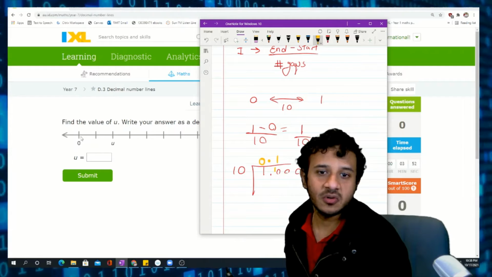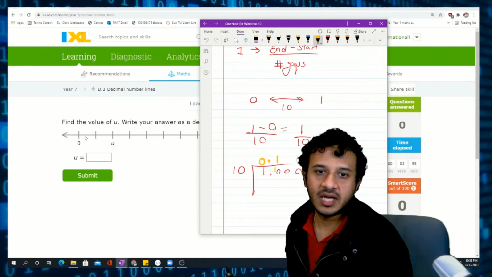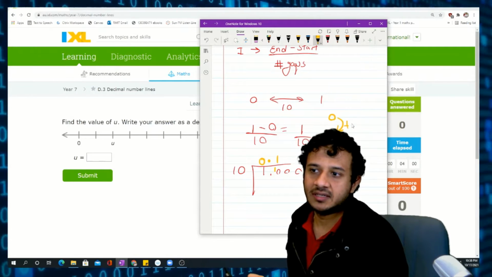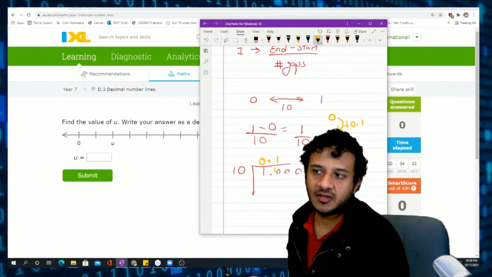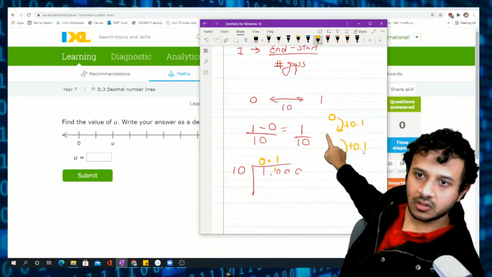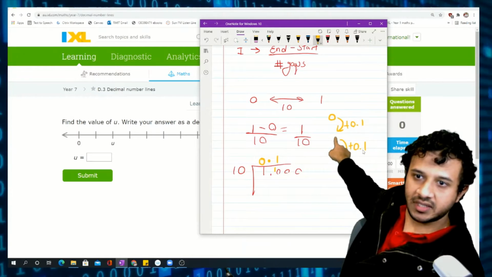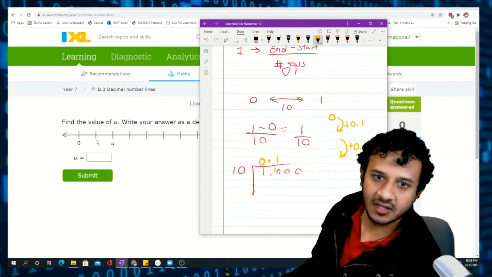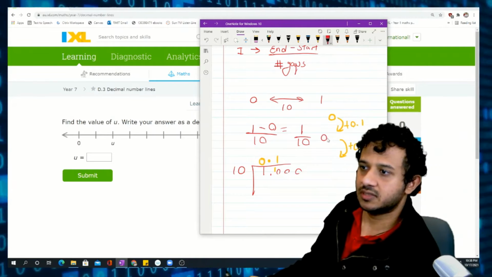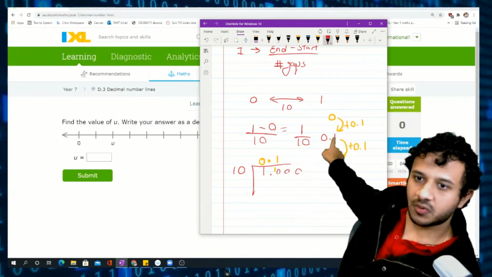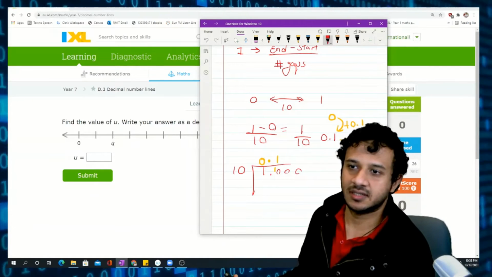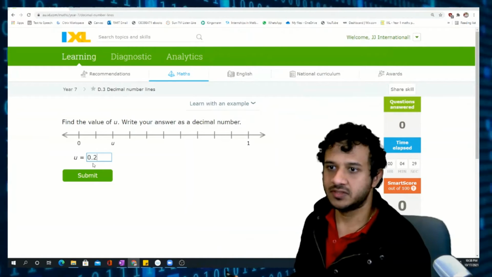So from this 0 till U, how many gaps are there? 1 gap, 2 gap. So what should I do? To 0, I have to add an increment of 0.1. Whatever that value is, add another 0.1. So 0 plus 0.1 will be 0.1. So this point here will be 0.1. Let me write that down. That's a 0.1 here. That 0.1 plus this 0.1 will be 0.2, and 0.2 is this U. So I now know the value: 0.2.